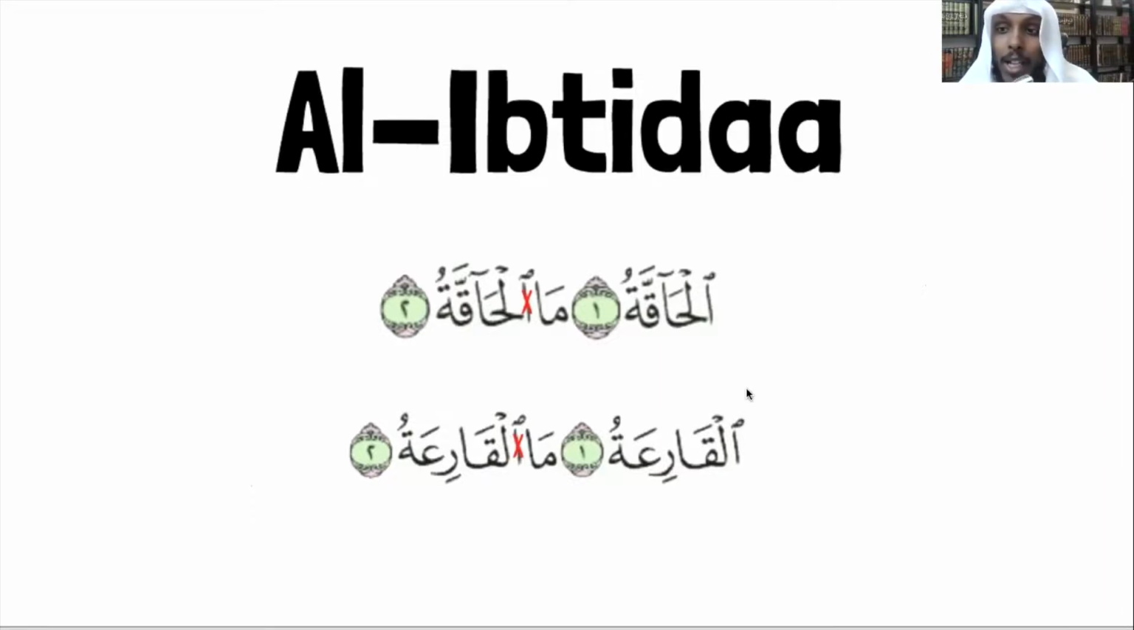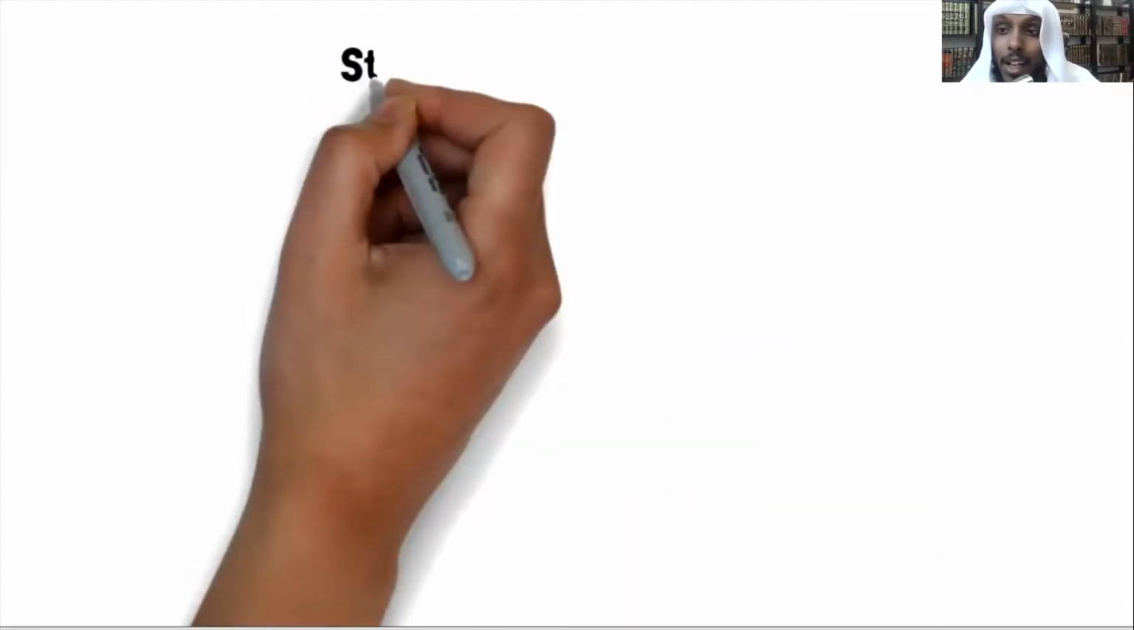However, today it's about Al-Ibtidaa. It's about starting. This Hamzatul Wasl, we didn't start on this Hamzatul Wasl. Rather, we had one word here, another word here. We joined the two words. Hamzatul Wasl, it is as if it's not there. Okay? However, this Hamzatul Wasl over here is different. Why? Because we are starting with it. Al-Ibtidaa. We are starting with this Hamzatul Wasl. So, what do we say? We say Al-Qari'ah. We say Al-Haqqa.